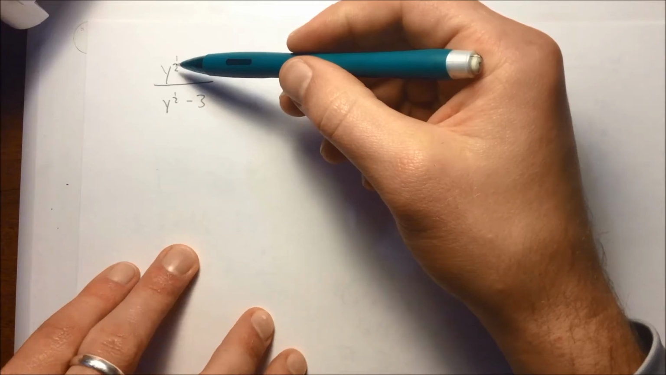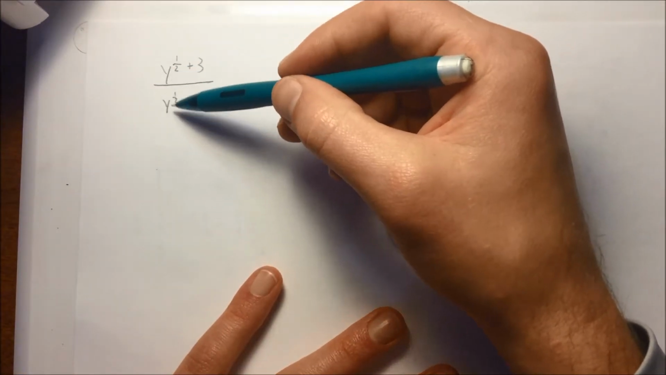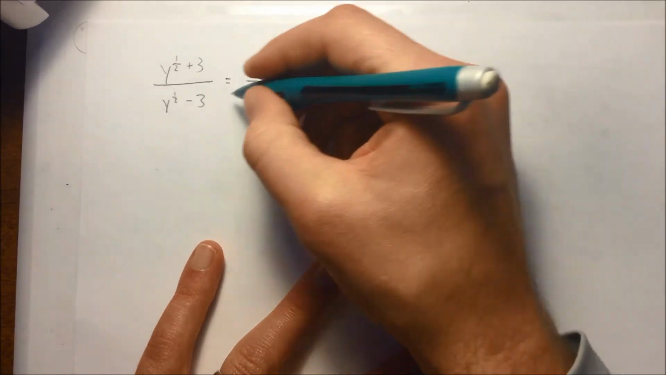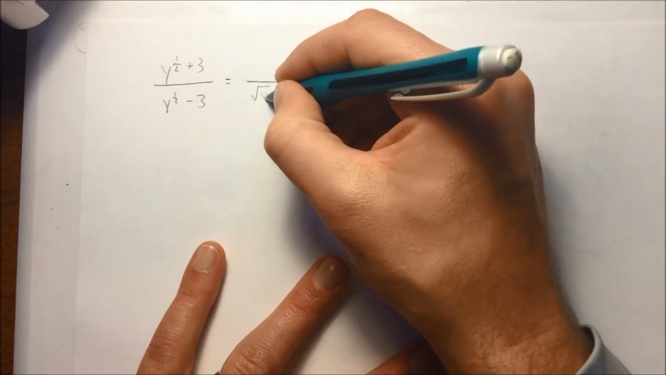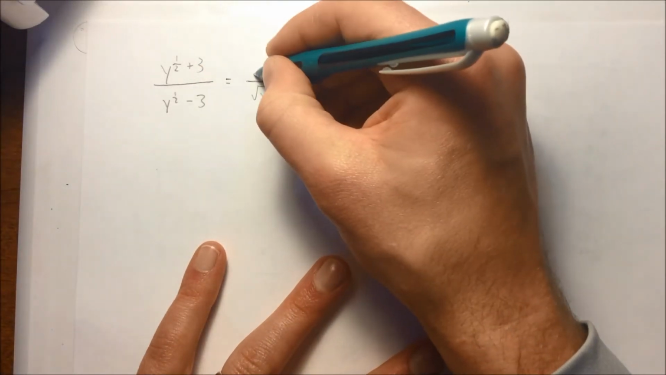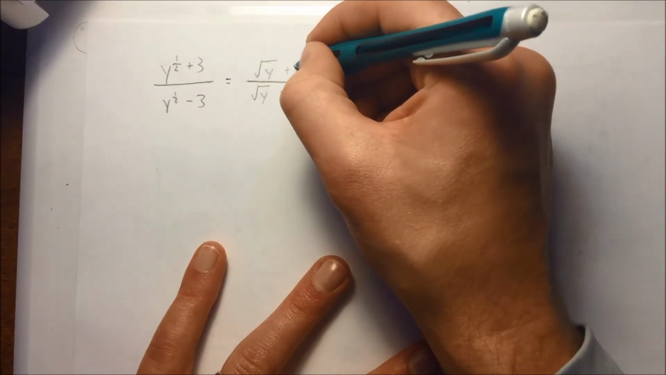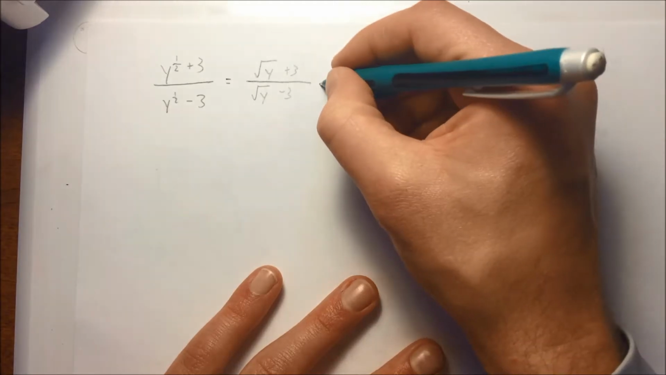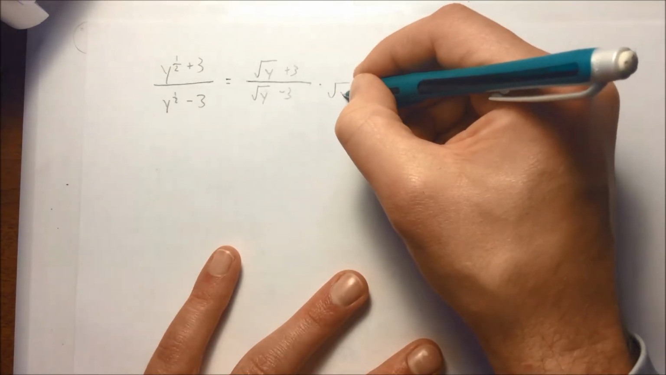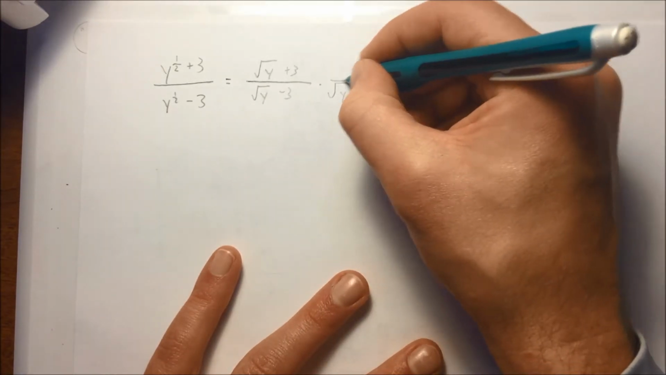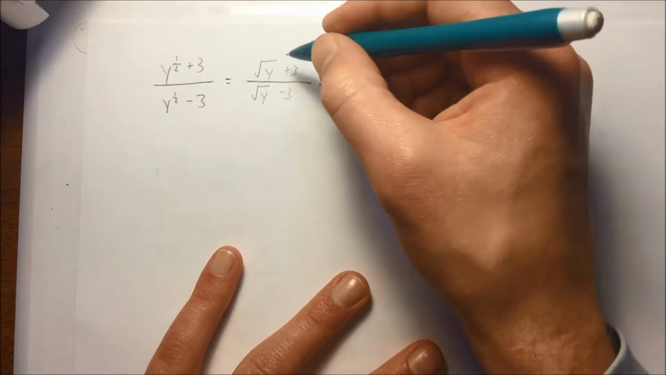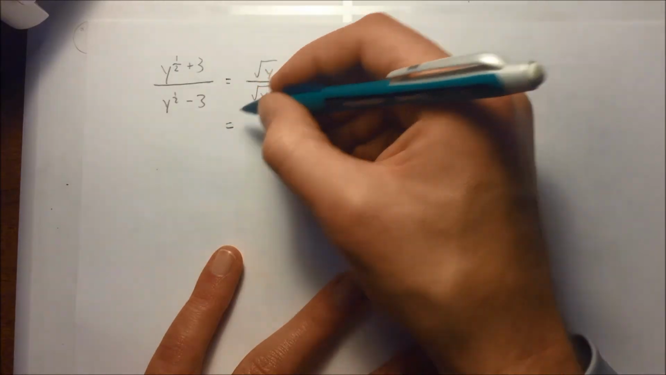Sometimes they'll give us fractions with rational exponents in them. Once again, we remember this is the same thing as the square root of y. Well, we know how to deal with this. Got to multiply by the conjugate. So I'm going to multiply the bottom by the square root of y plus 3. And the top by the square root of y plus 3. And so then we'll distribute.